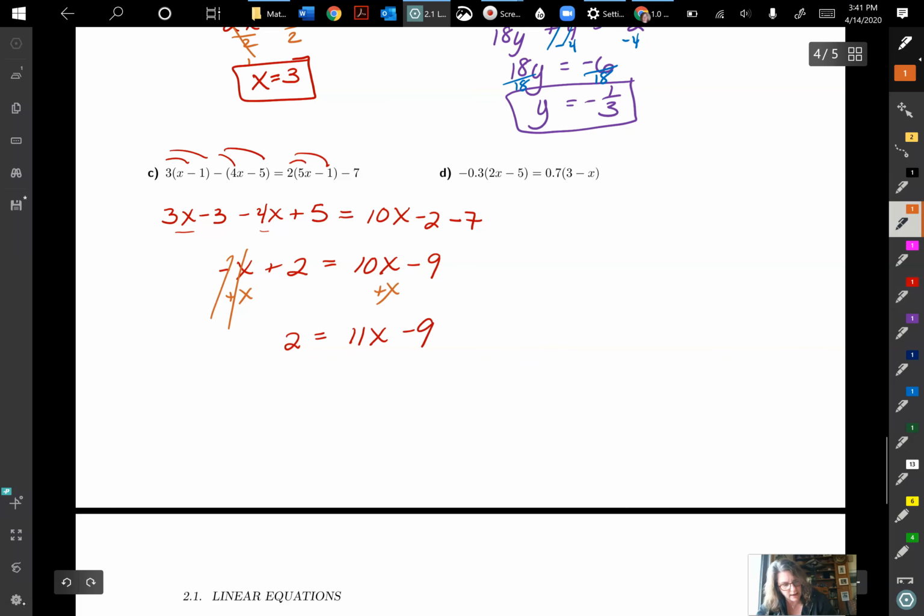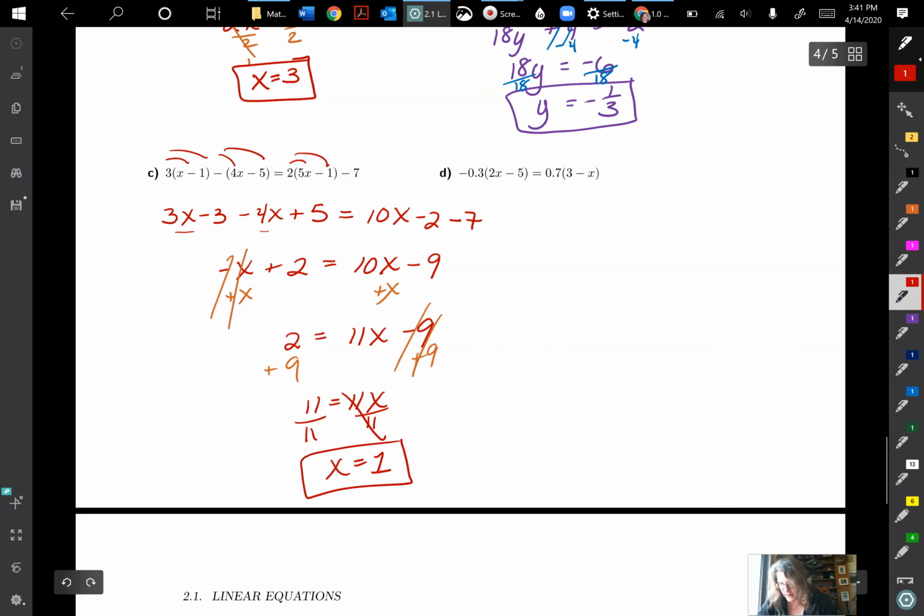Then I'm going to add the 9 to both sides, and I get 11 equals 11x. Divide both sides by 11, and I get x equals 1. And that's my answer. Again, you can verify by putting it back in. You can even kind of do that in your head. I'll leave that for you to do on your own if you want to.